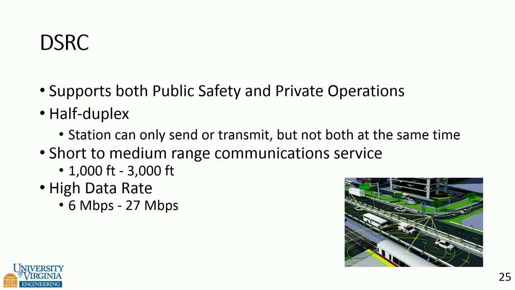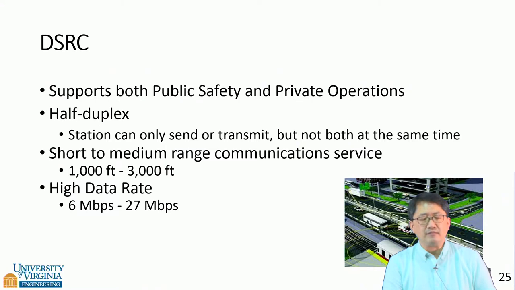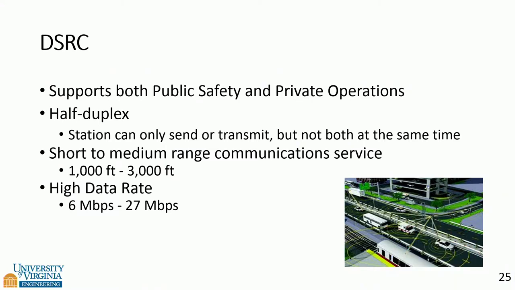This is so-called half duplex. You cannot send and receive at the same time. That's why they have 50 milliseconds for sending and 50 milliseconds for the other channel sending. Once you receive, you can send back. It can do up to about 300 meters reasonably well, and could go up to about 1,000 meters. The data rate is power-based, so it could go up to 27 megabits per second. But most of the communications we are doing with DSRC is text-based, so I don't think we need a high data rate because we are not sending videos. We are not even sending pictures. These are small packets.